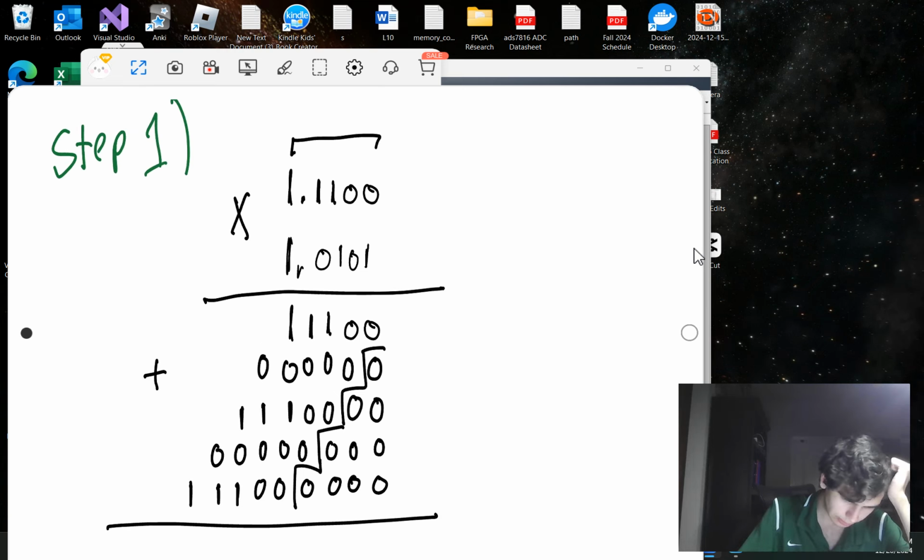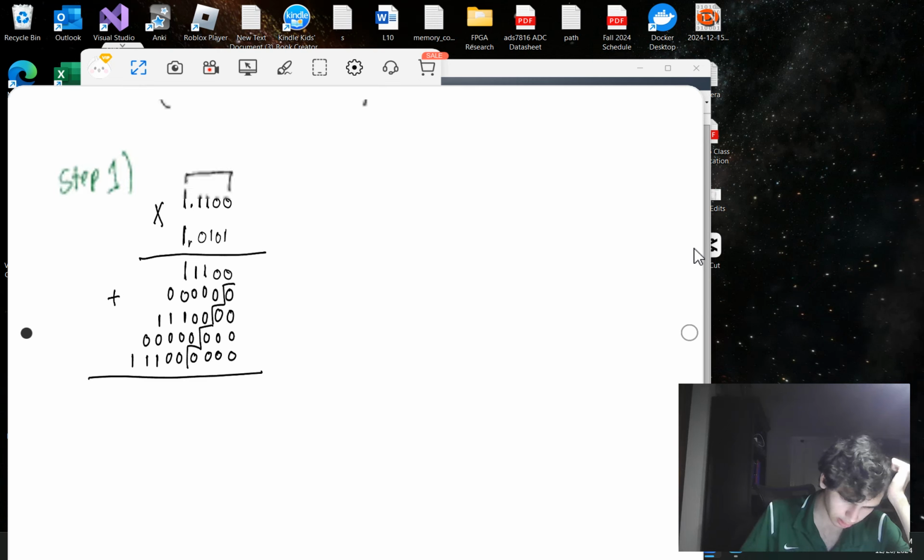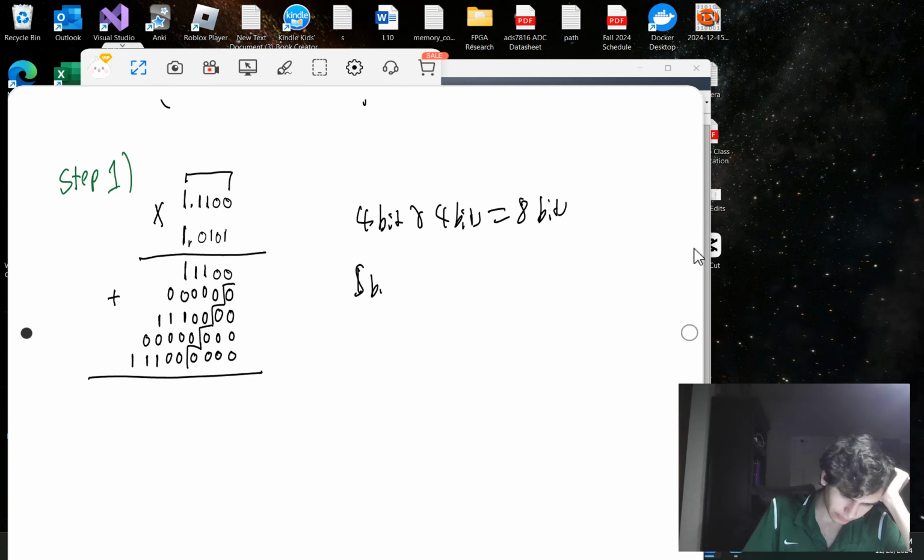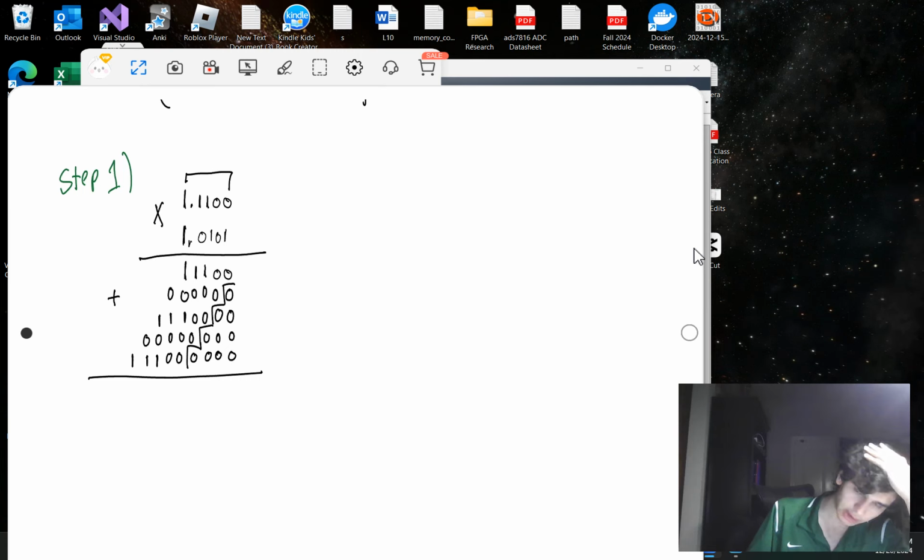And remember, since there's 1, 2, 3, 4, 5 bits, the output needs to be 10 bits long. Because that's just a rule of binary multiplication. If you have 2 inputs multiplied together, the output is always twice the bit length. So if you have 4 bits times 4 bits, you always get 8 bits. Or if you have 5 bits, 5 bits, you always get 10 bits. That's just how the hardware works out for fixed point multiplication and things like ripple carry adders.